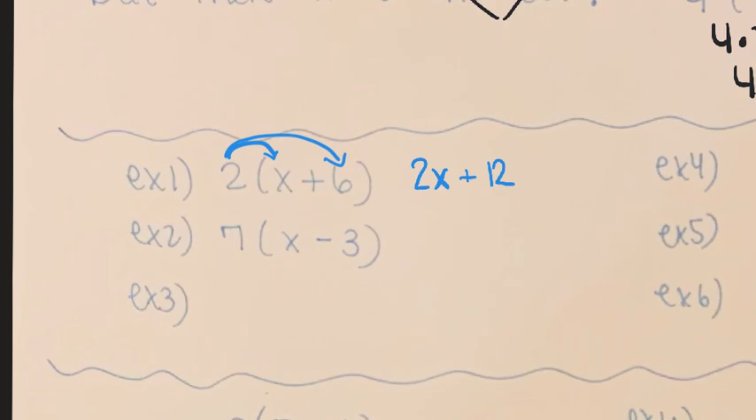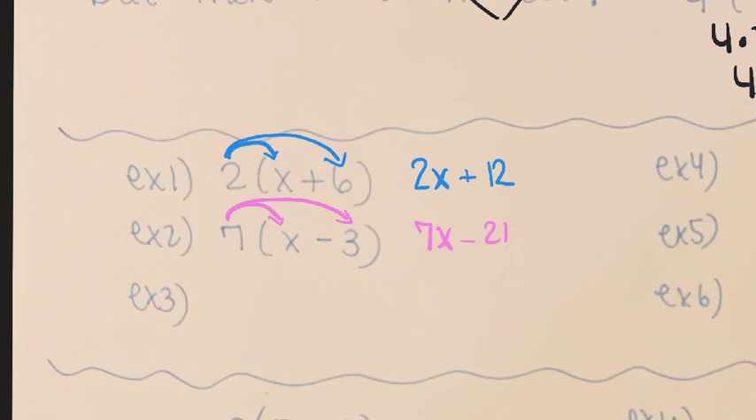Okay, let's try this next one. 7 times the first thing, 7 times the second thing. The only difference is I have a subtraction sign here. So the first one had a plus sign, and so I wrote plus. This one has a subtraction sign, so I'm going to write subtract. You should have written 7 smushed with x, 7 times x, and then 7 times negative 3 is a negative 21. 7x minus 21.